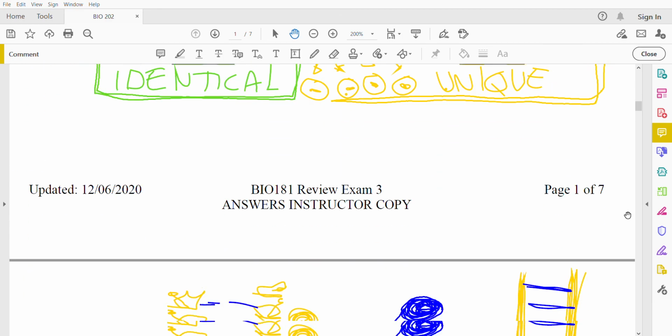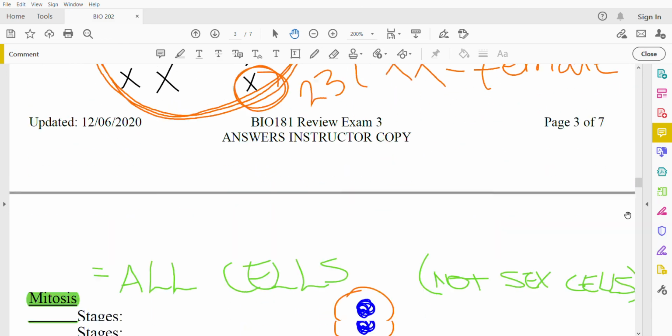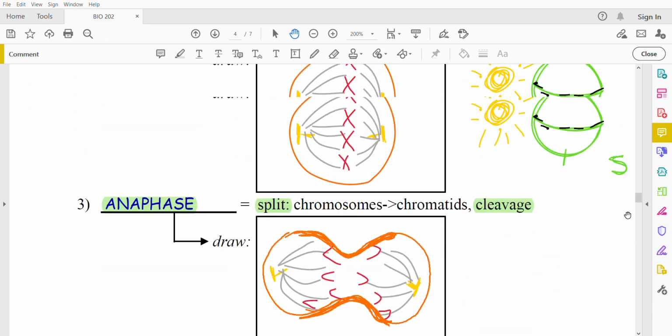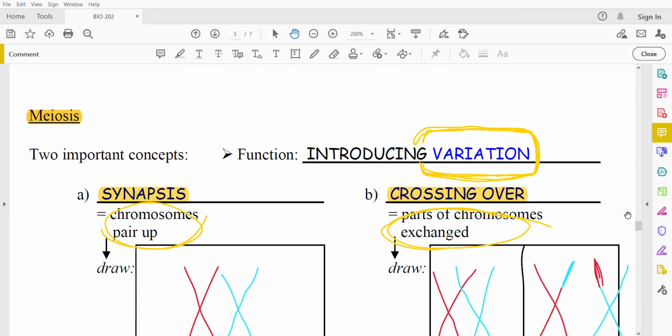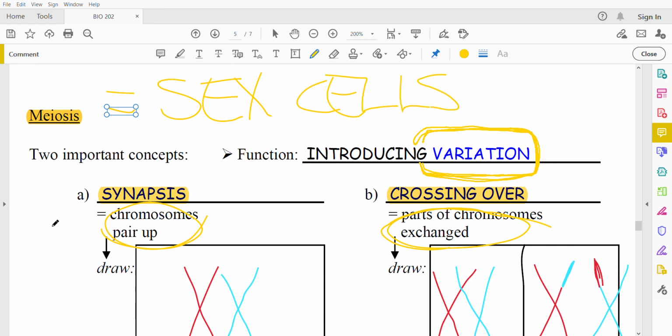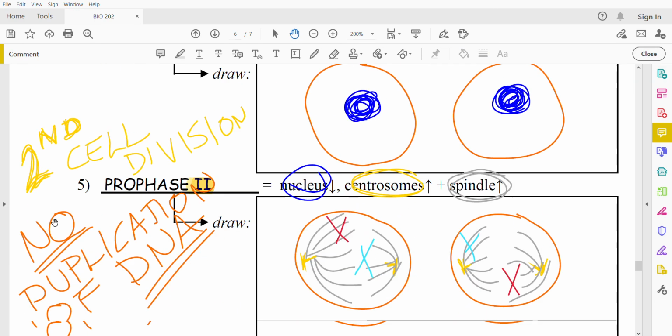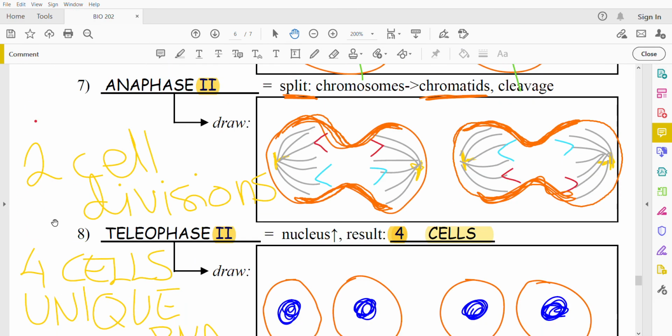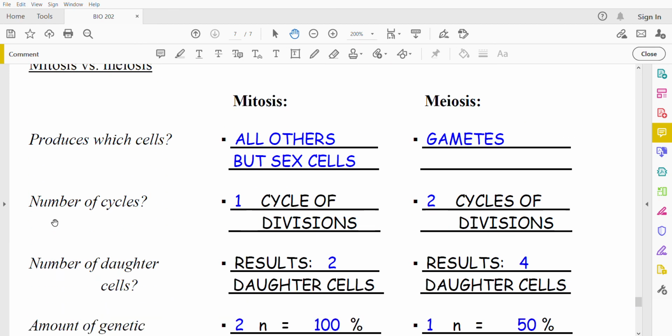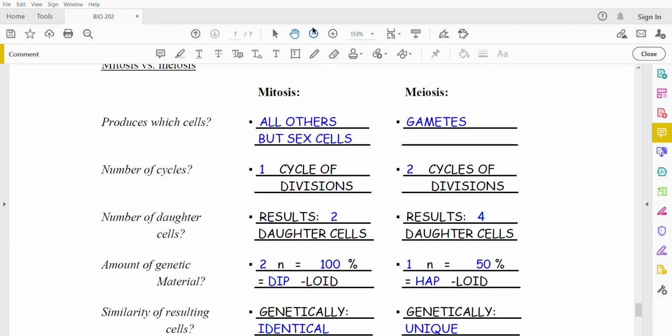So now we have reviewed mitosis. I'm going to add that to the meiosis, that it's the production of the sex cells. So sperm and egg cells. Now that we have reviewed these two, I think it's a good time for us to compare these two as well. So let's compare mitosis and meiosis a little bit.